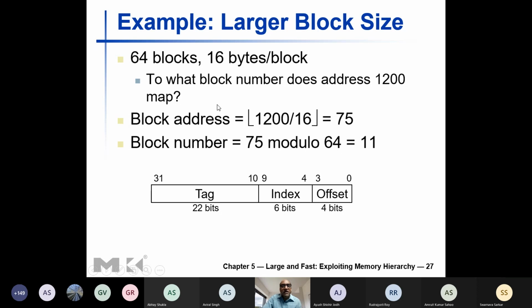Whatever number of blocks is offered by the address space, all of them have to be mapped to one of these 64 blocks. For that, we are using this particular mapping mechanism, block address modulo 64, which gives you the corresponding block number in the cache. Right. So the 11th is the 11th location. 11th means if you start from 0, it will be the 12th location.